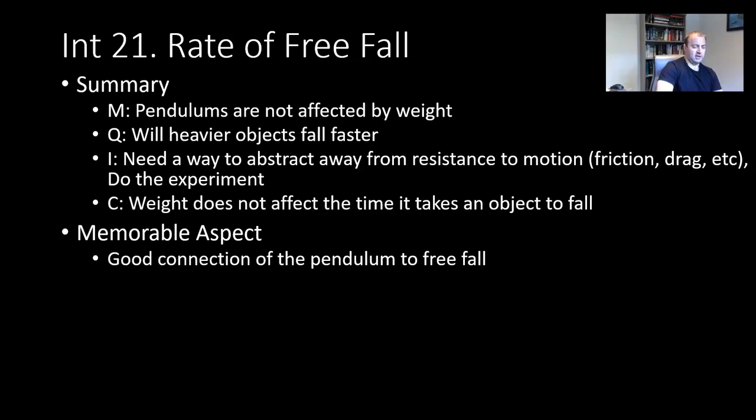I like the connection of the pendulum to free fall. I like encountering these in tandem, and given the way the pendulum works, it does depend on the rate of acceleration due to gravity. So the rate of acceleration under free fall. I like that. I like making that connection. Do have a few questions about this one here.